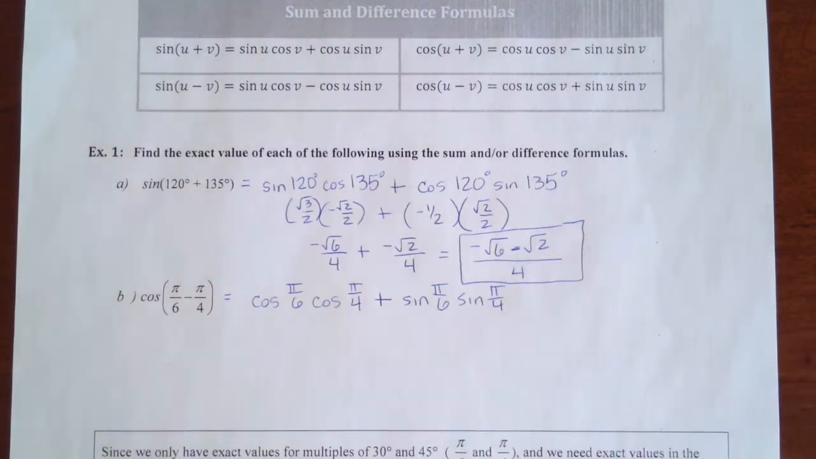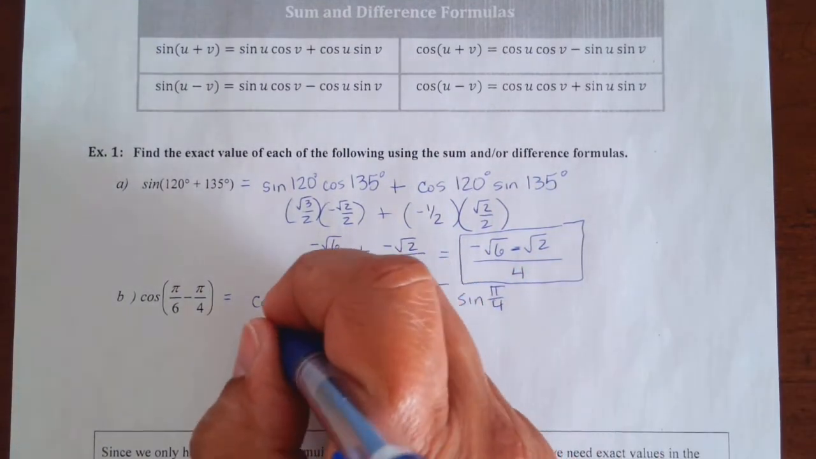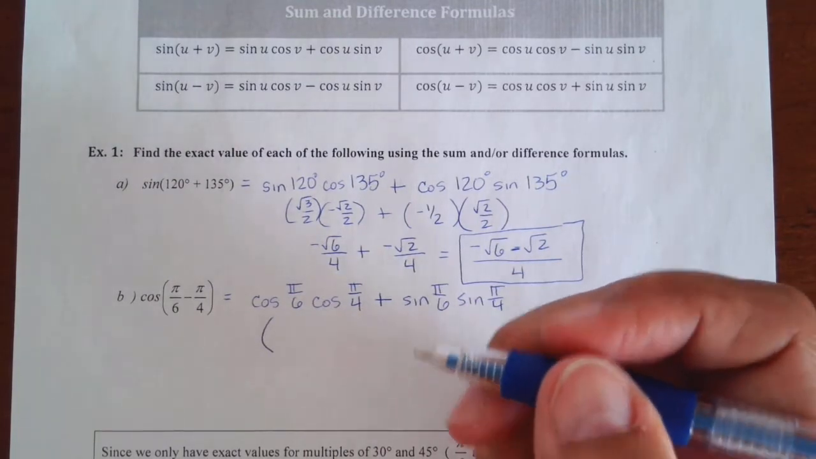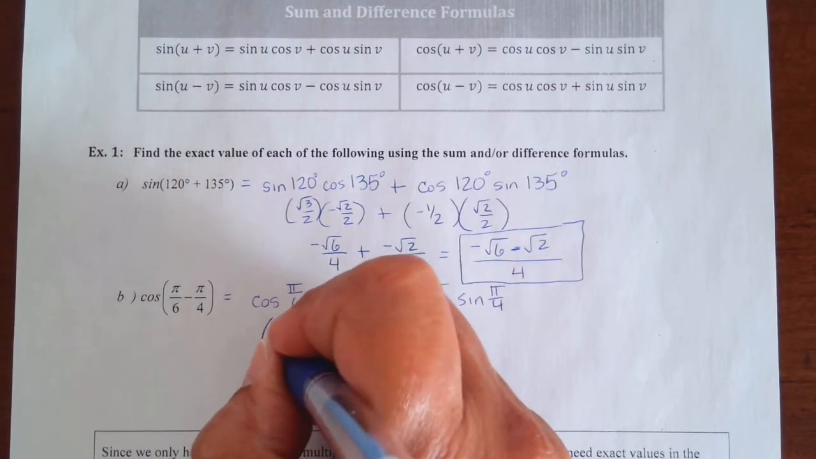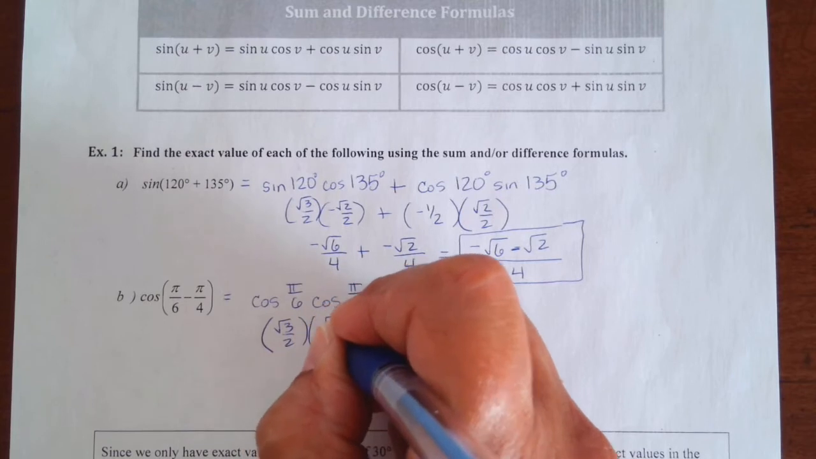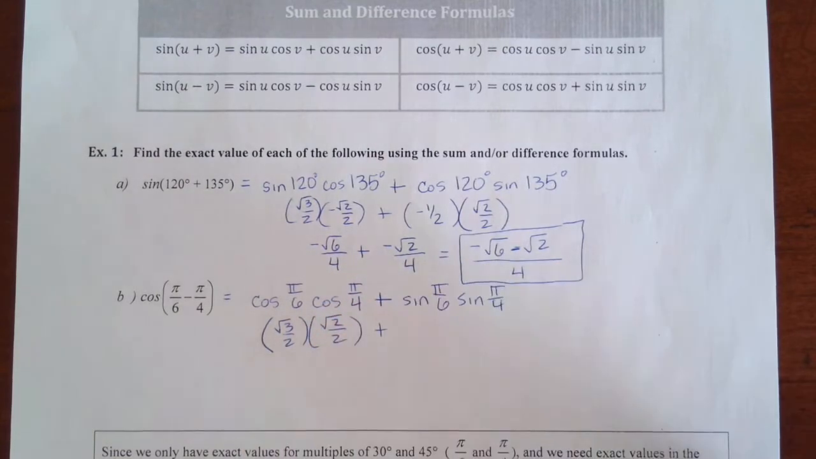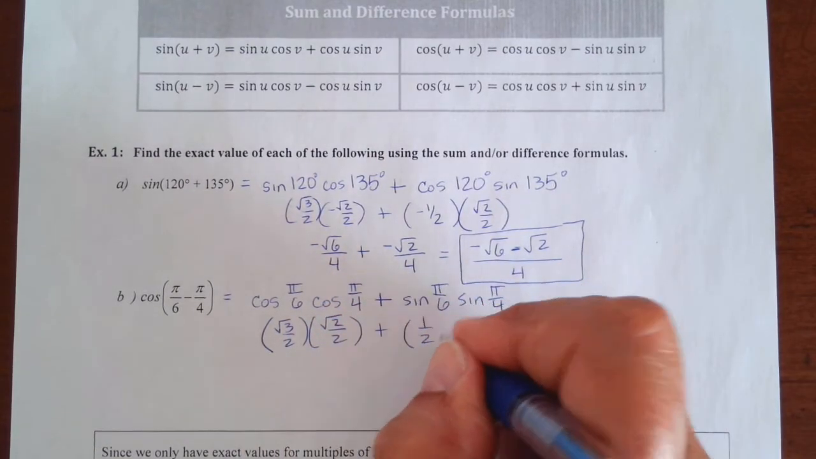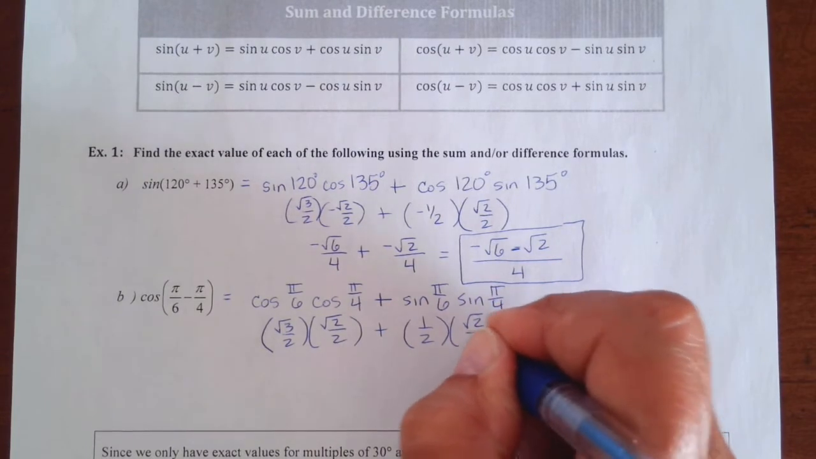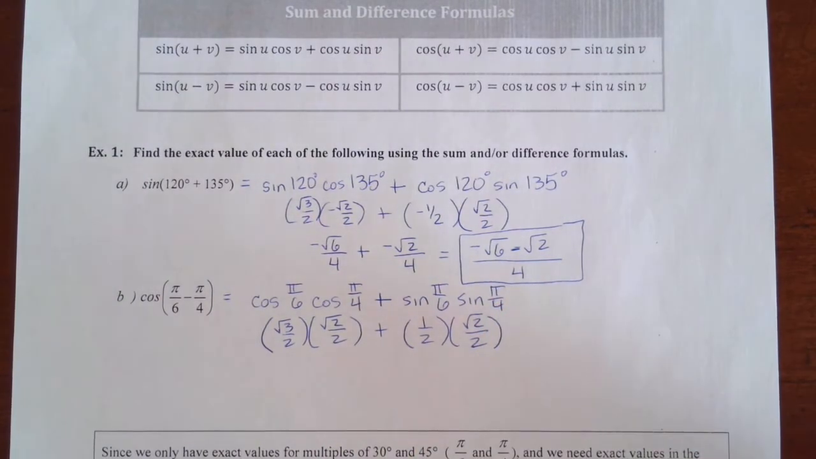Okay, now we just need to go to the unit circle and get these values. So the cosine of pi over 6, remember, is the square root of 3 over 2. Cosine of pi over 4, square root of 2 over 2. The sine of pi over 6 is 1/2. And the sine of pi over 4, square root of 2 over 2.